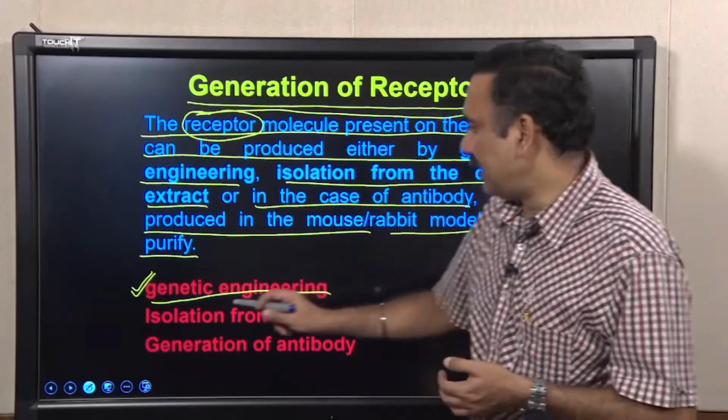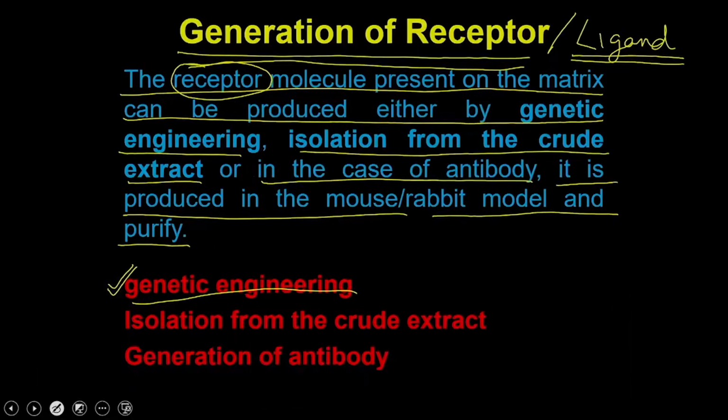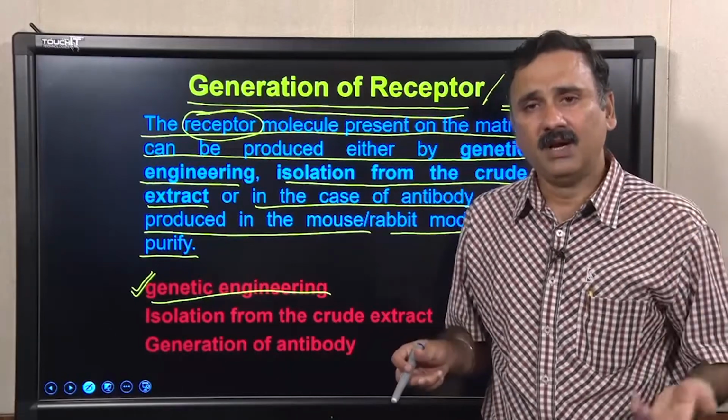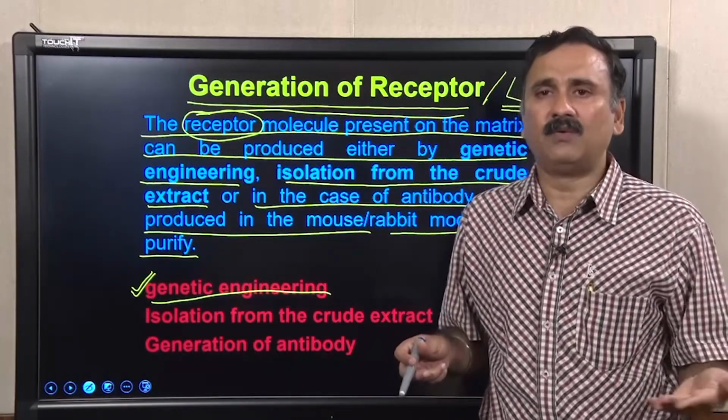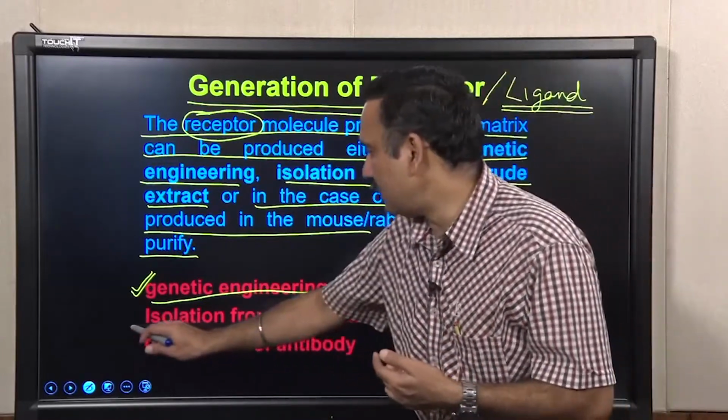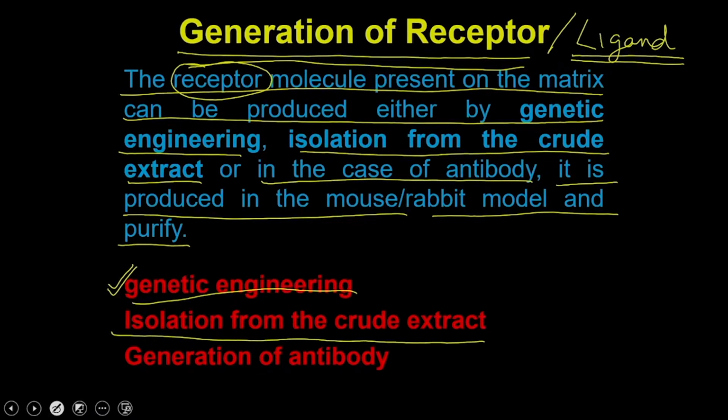The other option is that if the gene is very difficult to clone, or has not been isolated so far, but the protein is available, then you can isolate the protein from the crude extract.